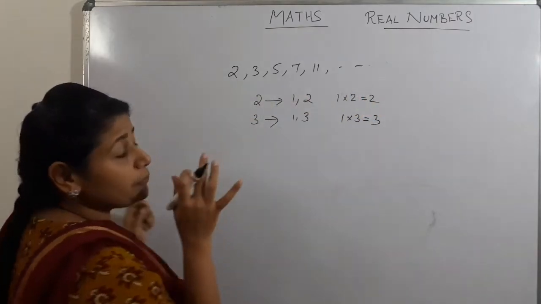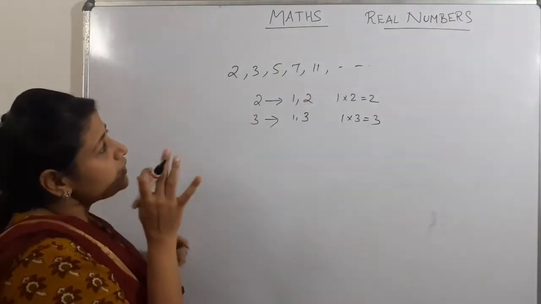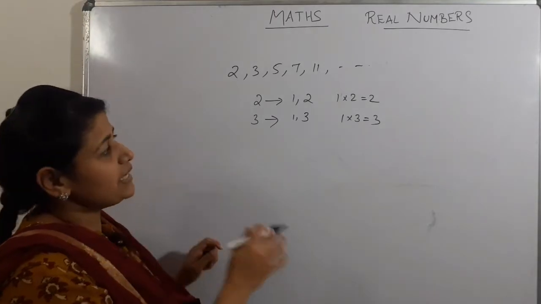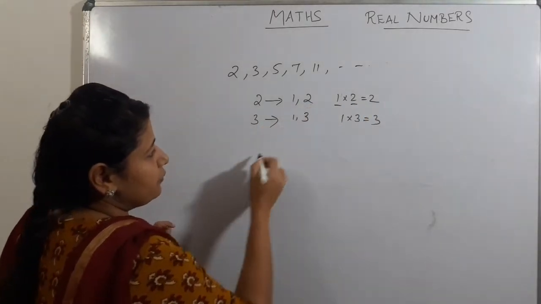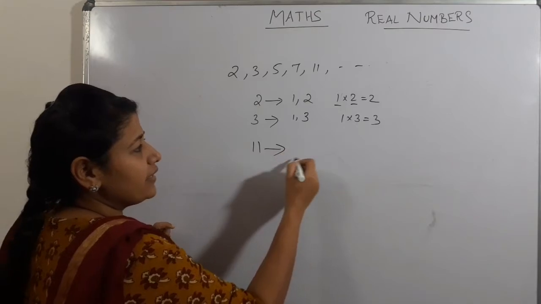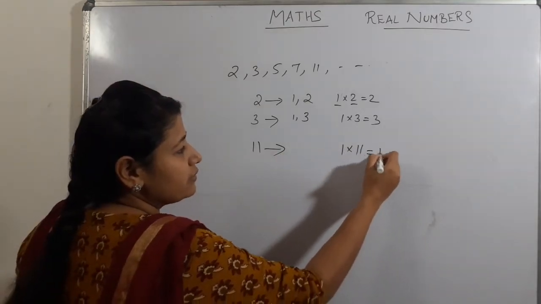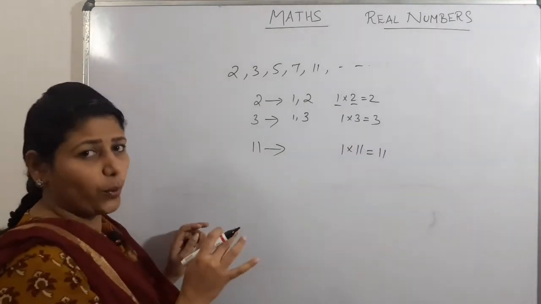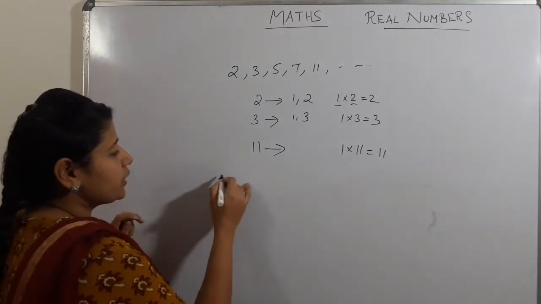Whatever may be the number in prime numbers, it has only two factors. That means 1 and the number itself. That means if you are taking 11, it will be 1 into 11, 11. Okay, that you know well. We will move on to the composite numbers.